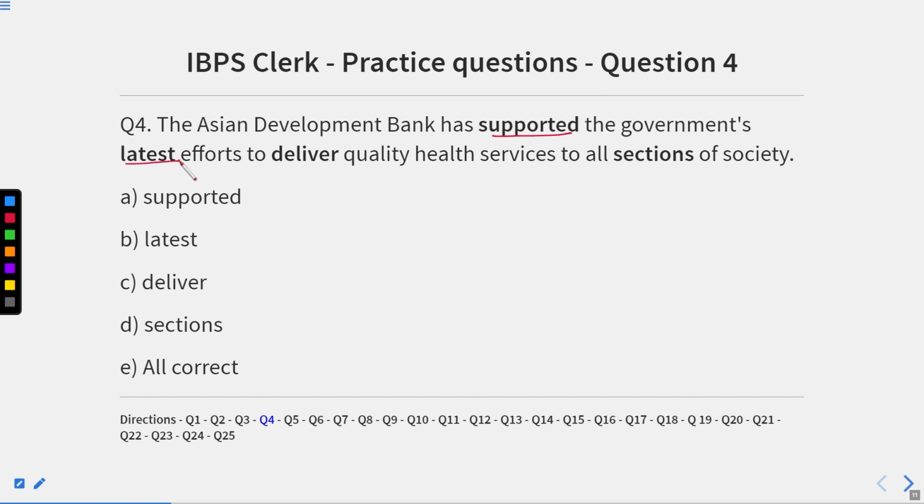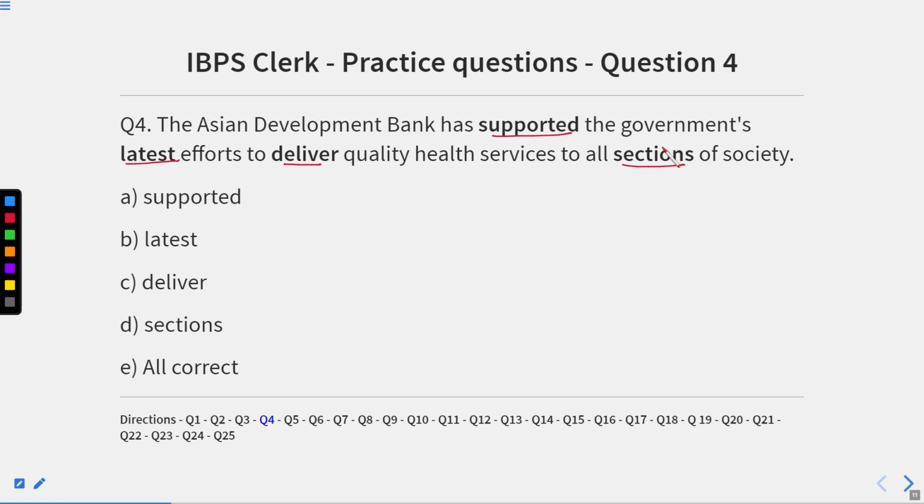After that we have latest, that is L-A-T-E-S-T, latest. This word is also correct. After that we have deliver, D-E-L-I-V-E-R, deliver. So this word is also correct. And after that we have sections, that is S-E-C-T-I-O-N-S, sections. So this word is also correct. Now, what is incorrect then? If we see the sentence carefully, the Asian Development Bank has supported.